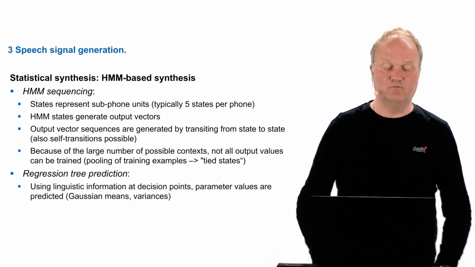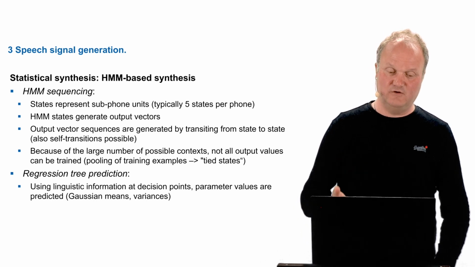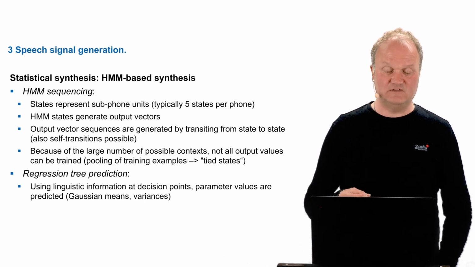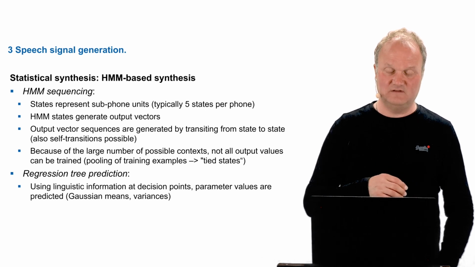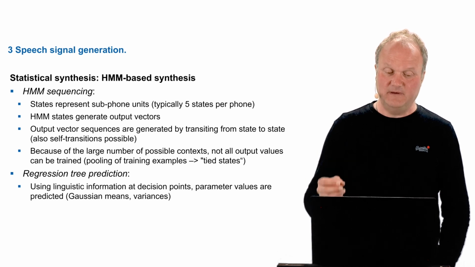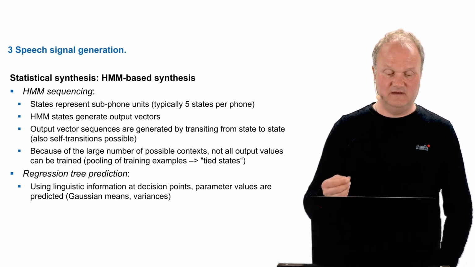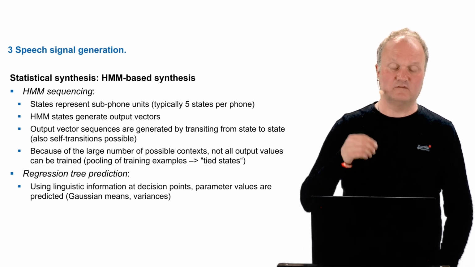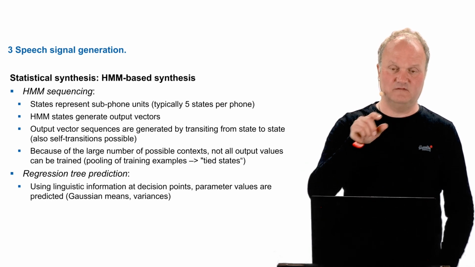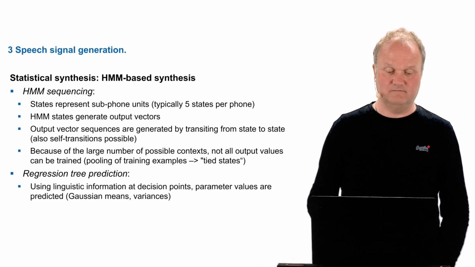So in the sequencing process, the states of the hidden Markov model represent units at a phone level or usually at a subphone level. Usually we take here 5 states per phone instead of the 3 states we have used in the ASR process. The HMM states generate output vectors by transiting from state to state, and also self-transitions are possible. That is, a model can stay in the same state in order to have a rather lengthy representation of that vector.